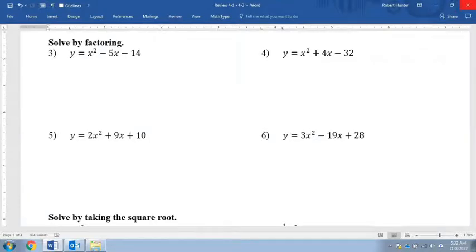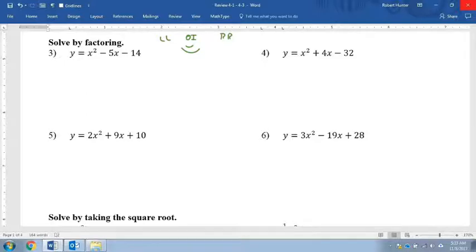Okay, it's again 4.1, 4.3 review for Algebra 2. Solved by factoring. Okay, factoring, remember? Just a brief review. Remember, the left multiplies to the left, the right multiplies to the right, and then we'll do the outside inside to add up to the middle. Okay, that's the general pattern.